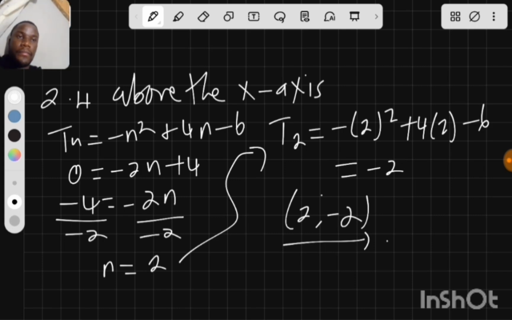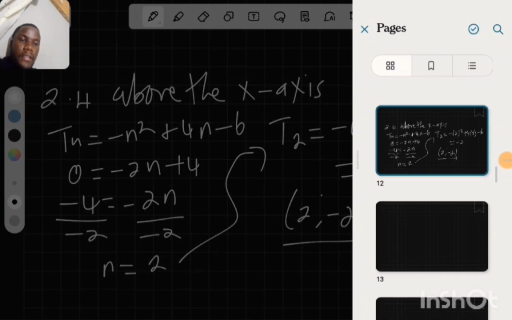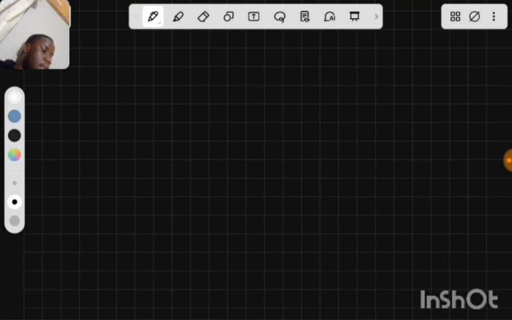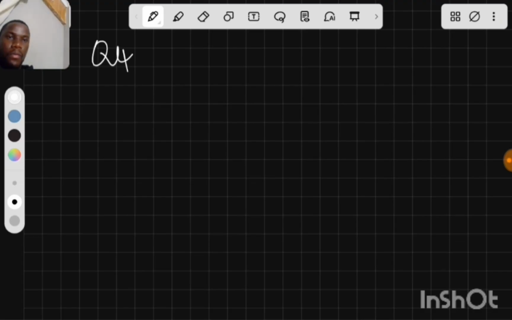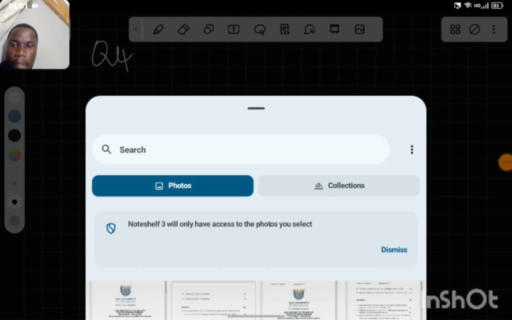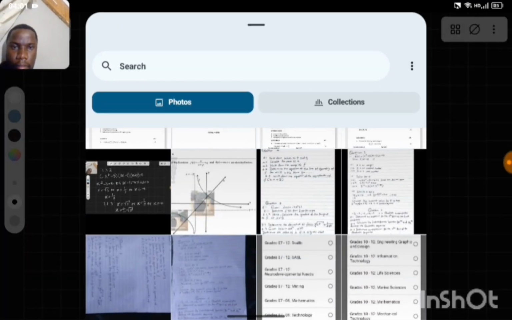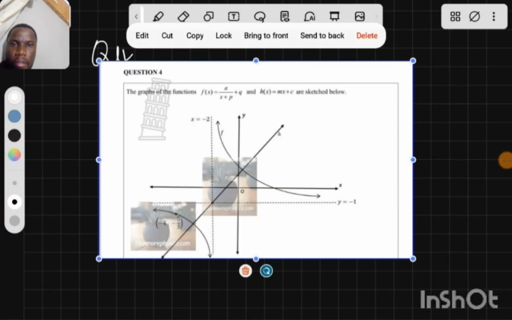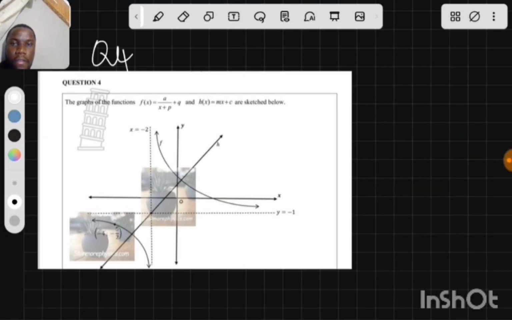Then let us look at question 4. I'm looking at question 4. Let me upload question 4. Let me upload the graph.